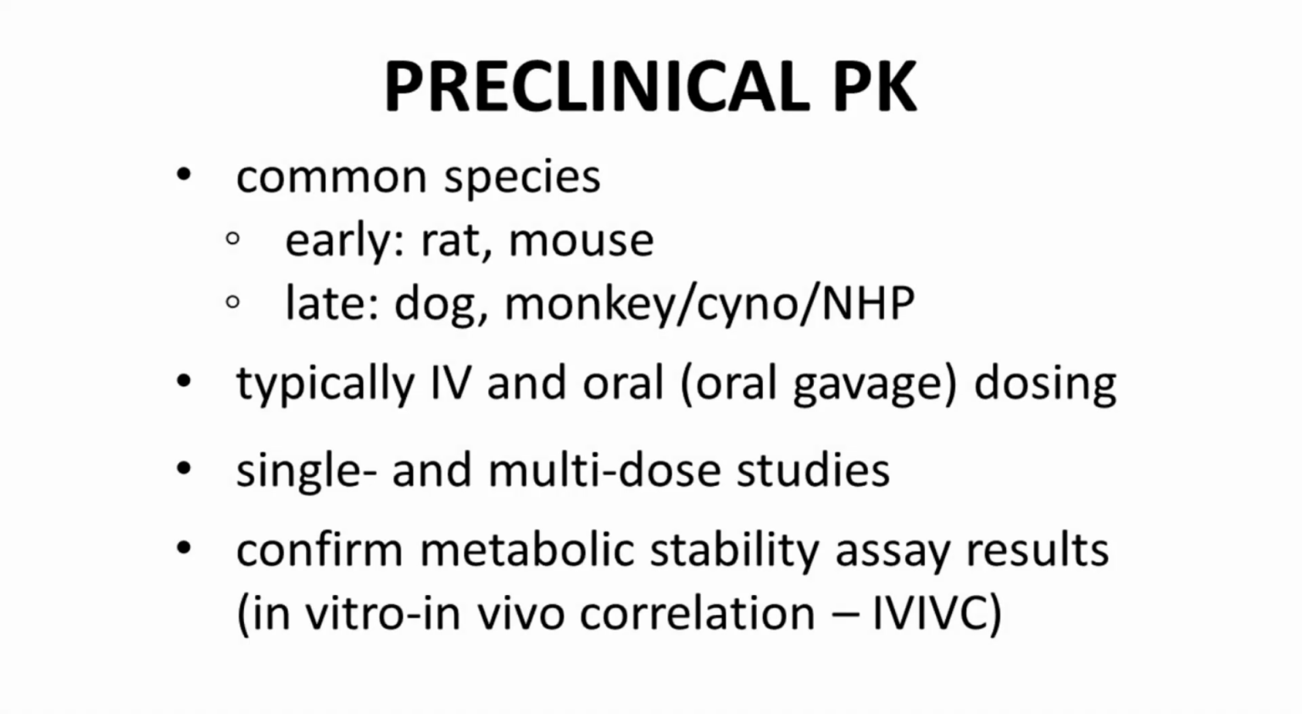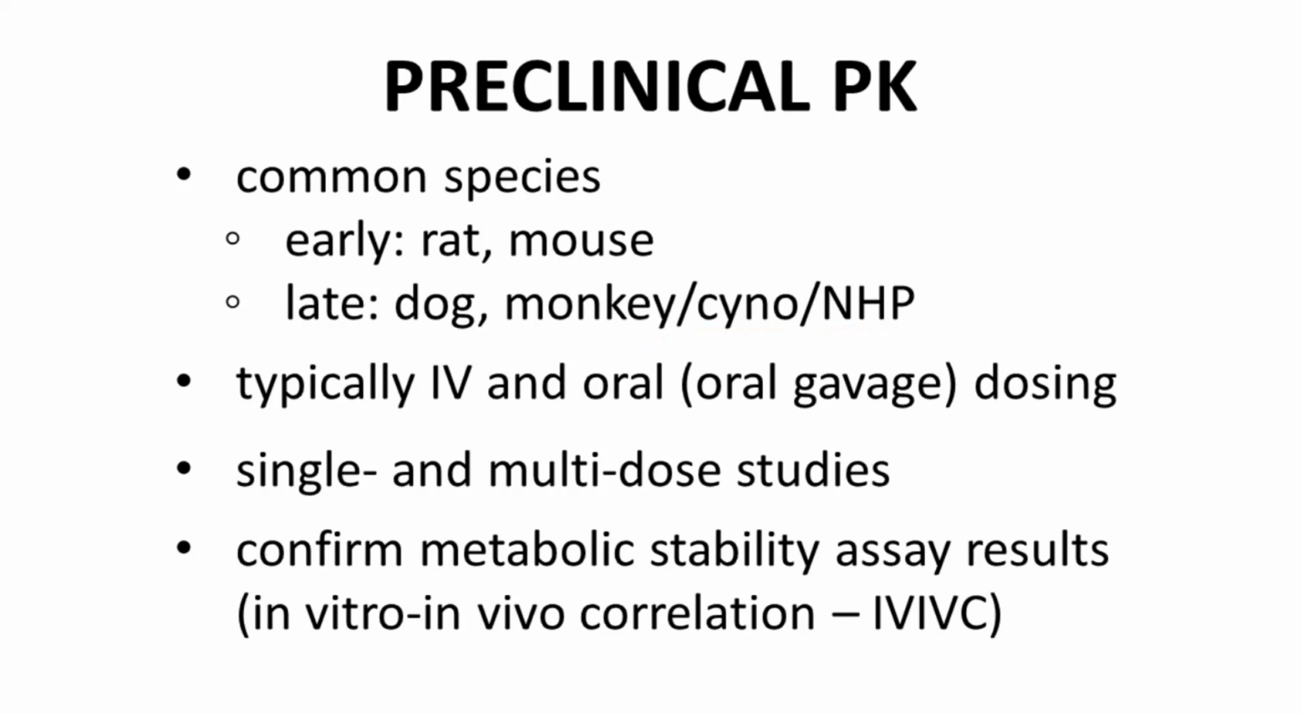Preclinical PK studies can involve a range of different animal species. By far, the most common for early PK studies are rats and mice. Rats are generally favored because they are larger and can provide a larger blood sample for analysis of the drug concentration. Later studies tend to shift to dogs or monkeys, sometimes called cyno or NHP, non-human primate.